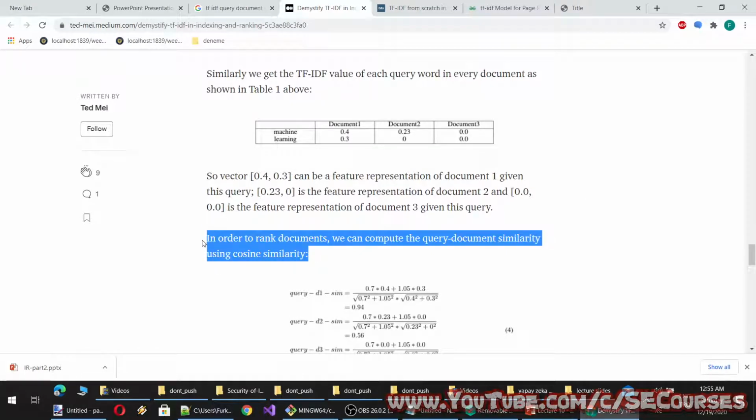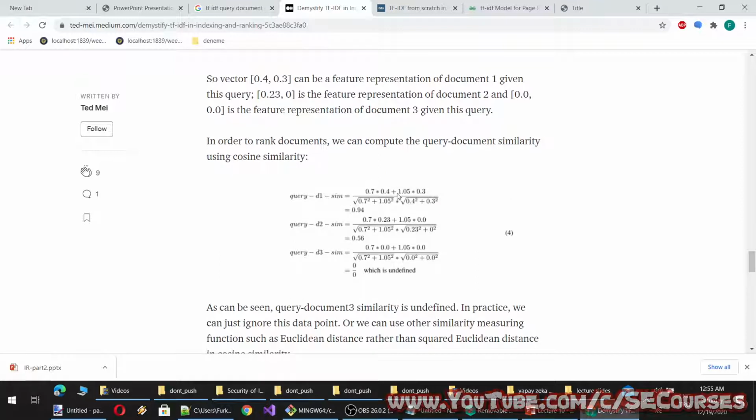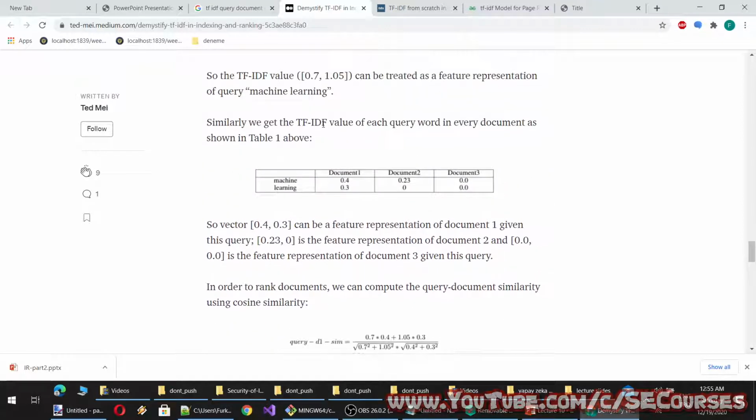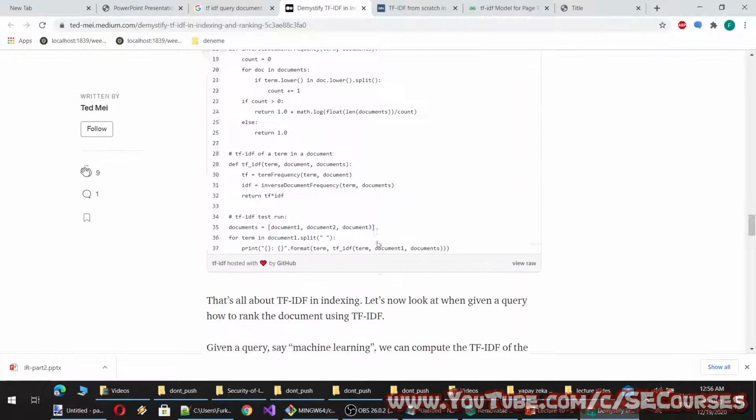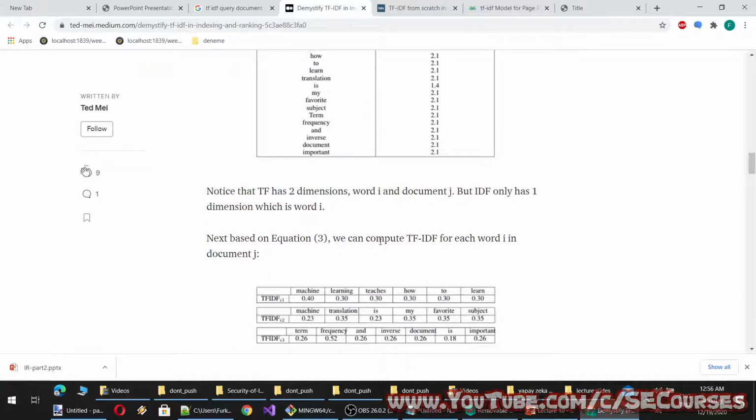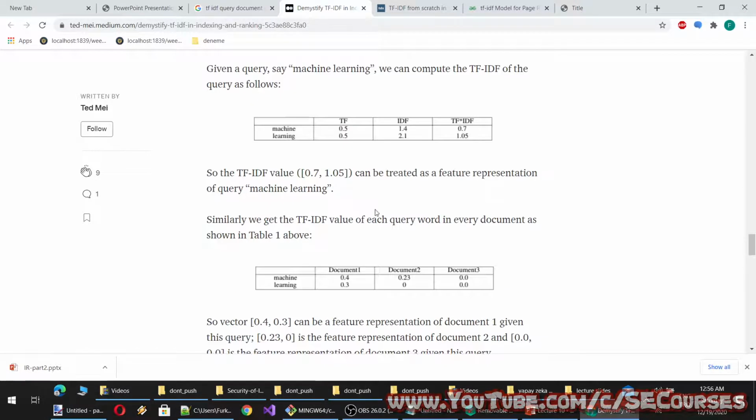Then we compute the query document similarity using cosine similarity. They have used cosine similarity, and it is calculated like this. You see there is 0 in document 2 against the query. Why is there 0? Because in document 2 the learning keyword does not appear. So you can easily match them to values here. 0.4 is multiplied with 0.7, and 0.7 is coming from the Tf Idf of machine in the query.